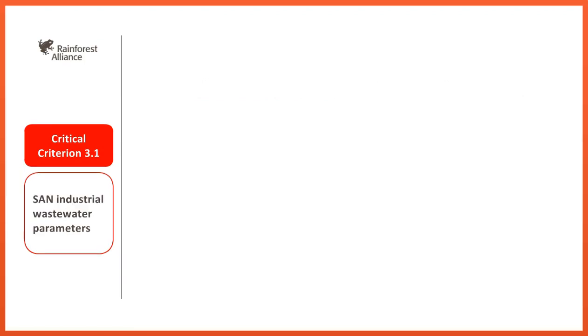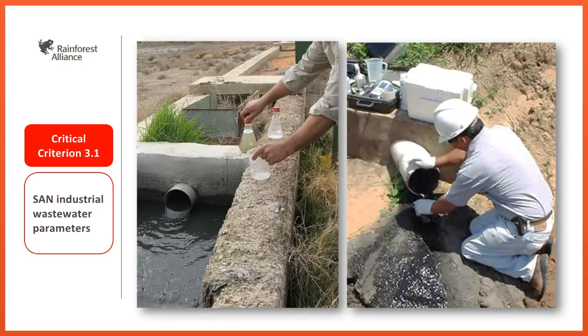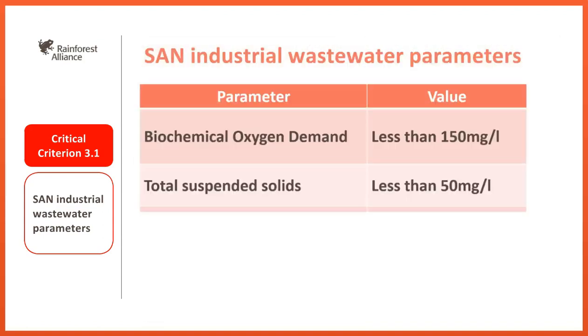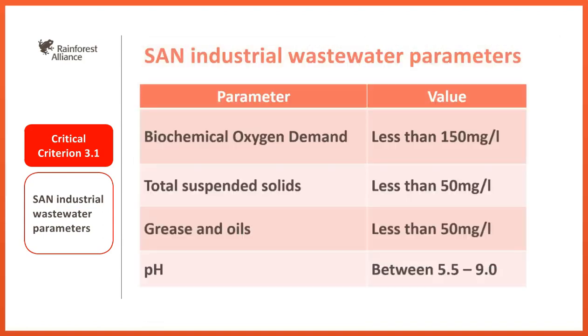After you treat your wastewater, you need to conduct a water analysis of the treated water to know whether it is clean enough to be discharged into the environment. The results of the water analysis need to comply with the SAN industrial wastewater parameters. According to these parameters, the biochemical oxygen demand needs to be less than 150 milligrams per liter. Total suspended solids and grease and oils need to be less than 50 milligrams per liter. pH needs to be between 5.5 and 9.